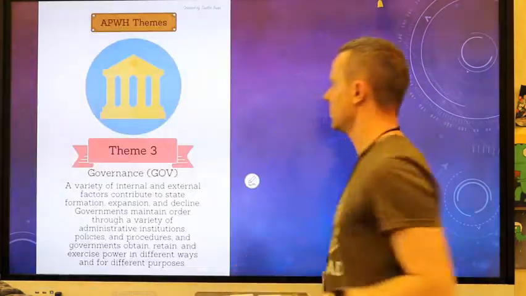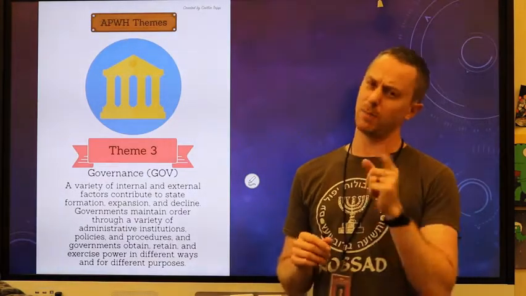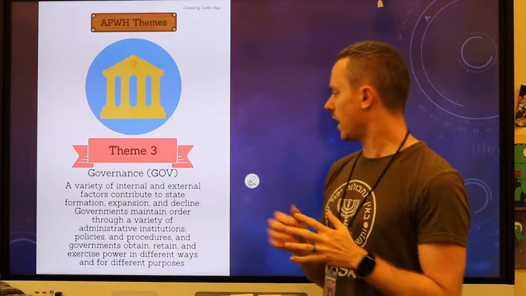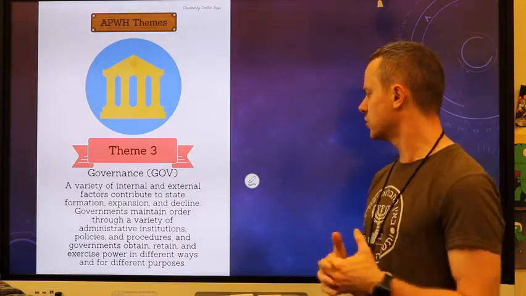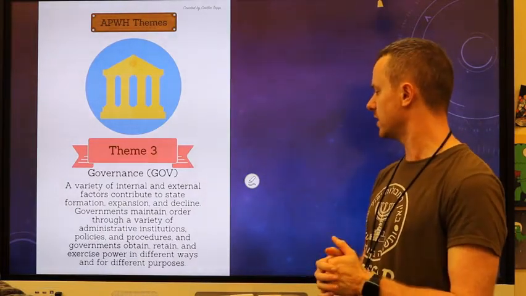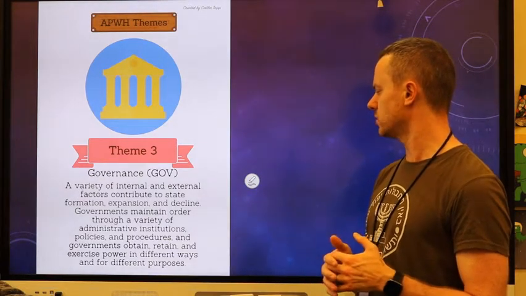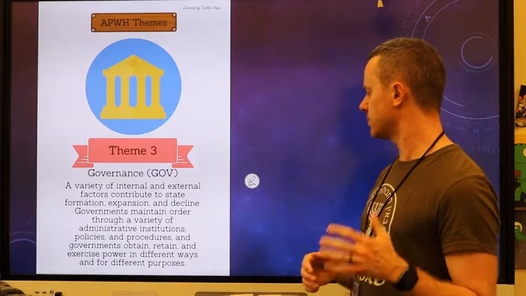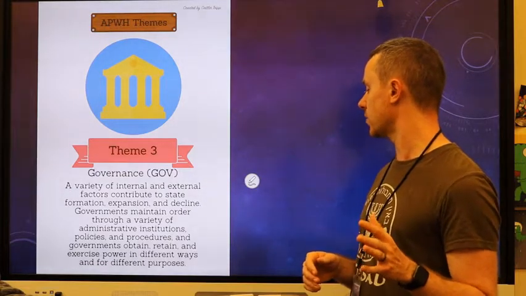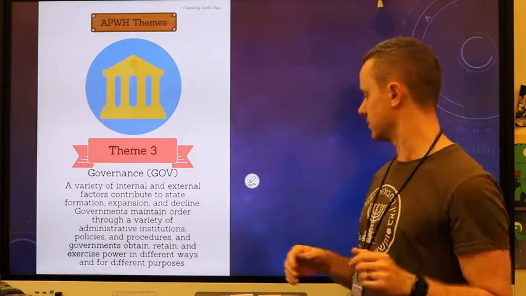Next theme, number 3, governance. This is the political theme, my friends. A variety of internal and external factors contribute to state formation, expansion, and decline. Governments maintain order through a variety of administrative institutions, policies, and procedures, and governments obtain, retain, and exercise power in different ways and for different purposes.